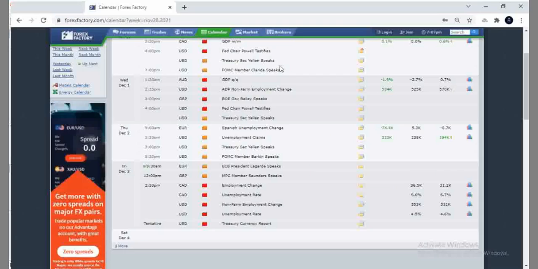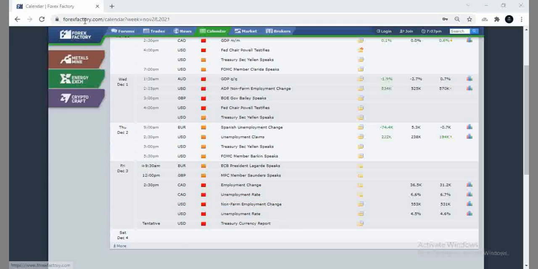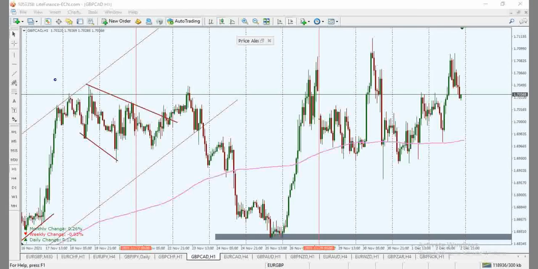We have big news coming in on CAD tomorrow, which is Friday. It's a big day, and we're going to be seeing the unemployment rate and employment change, and also USD non-farm employment change, and the unemployment rate, and that would create volatility in the market. It's going to be a big day, guys. So let's go ahead and look at some chart setups on how we would approach this one and also make some cool bucks of it.